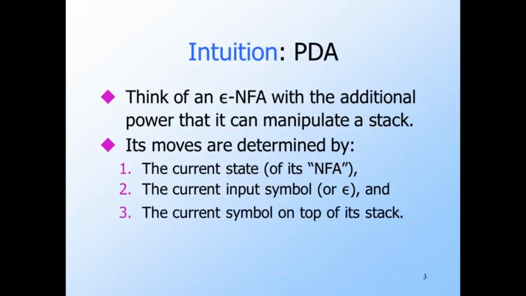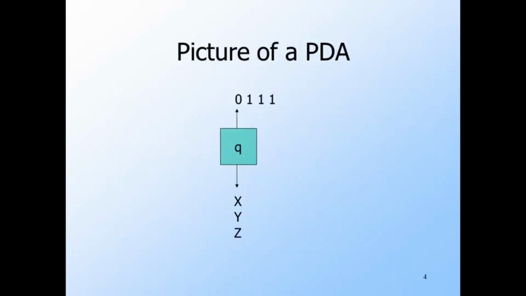But the thing that makes the PDA different from the finite automaton is that it has a stack of symbols chosen from a finite alphabet, and it can use the top symbol to help decide on the next move to make. Here is the image of a PDA we should keep in mind.